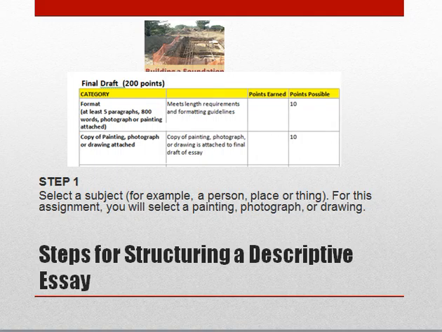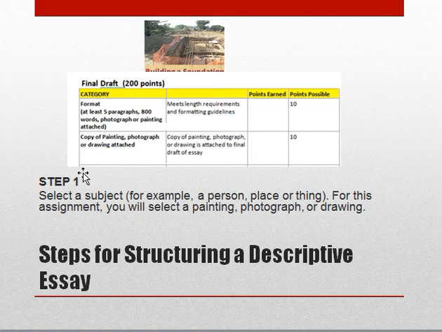First, you'll select a subject. For this descriptive essay assignment, the one you'll do for this course, you'll select a photograph, painting, or drawing. This is a great opportunity to show creativity because you can select a piece of art that connects with you, your personal experience, your emotions and passions, and then you can write about it.